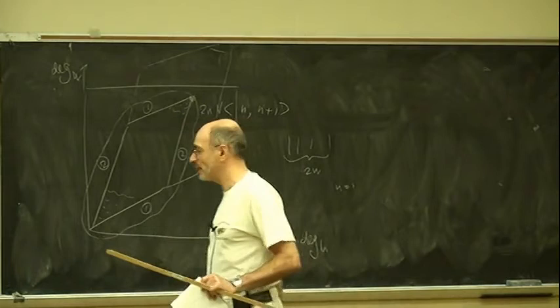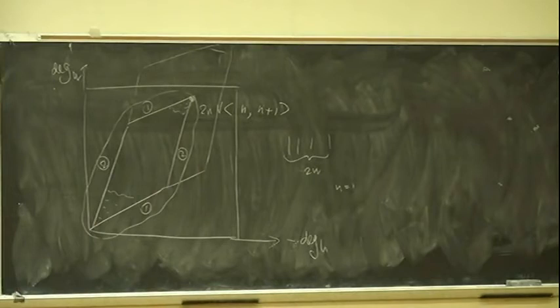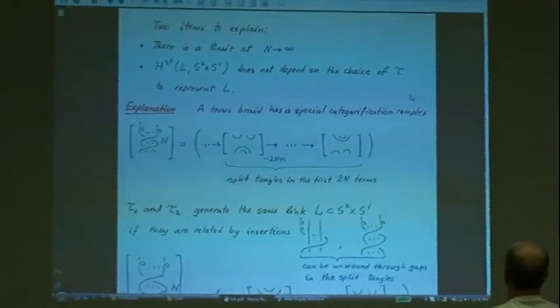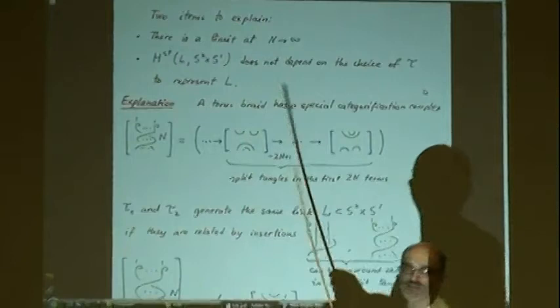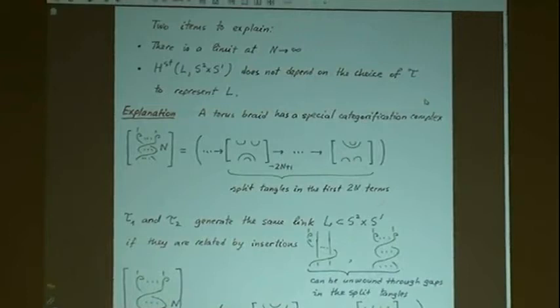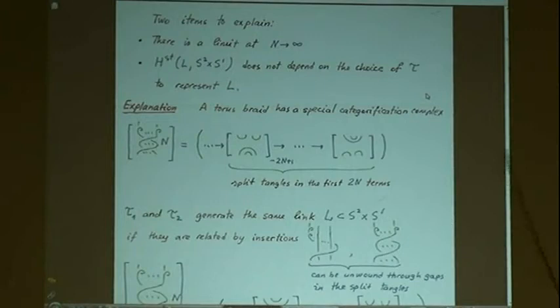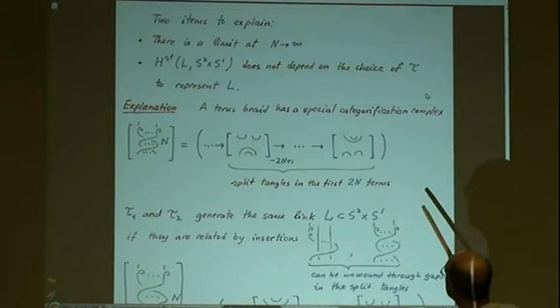So what is, again, a quick and dirty explanation for what goes on? Why would this construction represent an invariant of the link? The same link inside S2xS1 can be presented as the closure of different tangles. So the main move which relates those tangles, apart from the Markov move of moving stuff around, is inserting a certain braid inside.